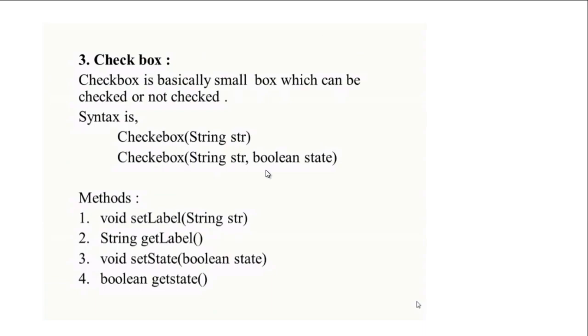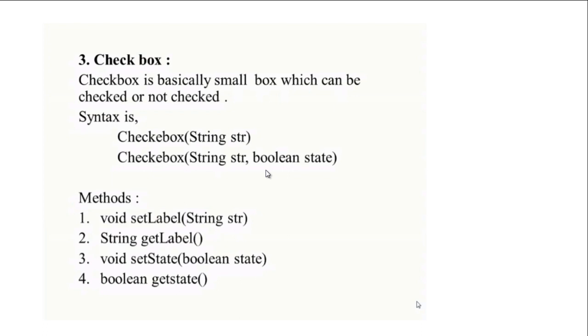Then the next AWT control is a checkbox. A checkbox is basically a small box which can be checked or not checked. Means here a small box appears along with its name. It is used for selecting any item in the AWT. So the syntax for the constructor of checkbox is, first, Checkbox(String str). Here we can create a checkbox with its name str. Then the second one is Checkbox(String str, boolean state).